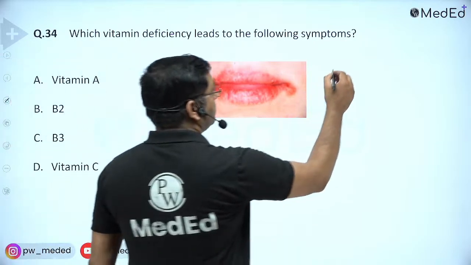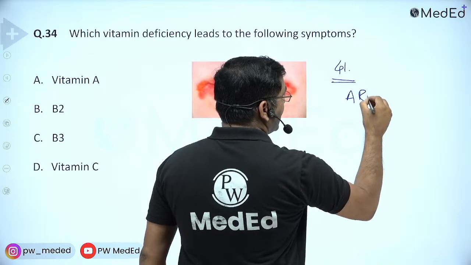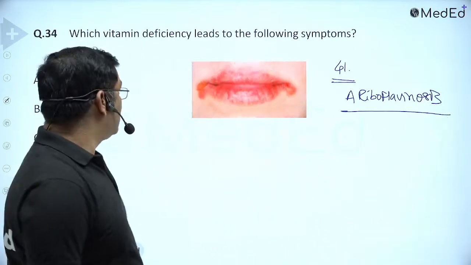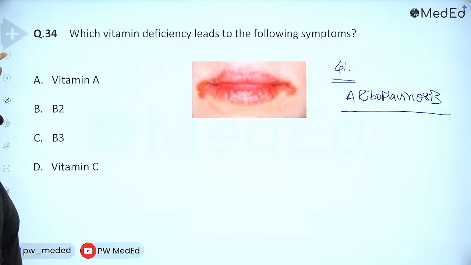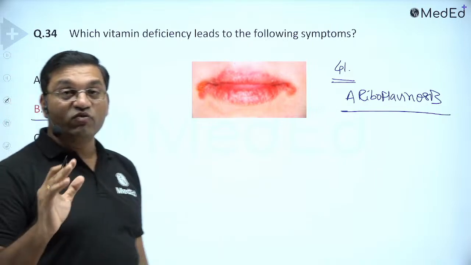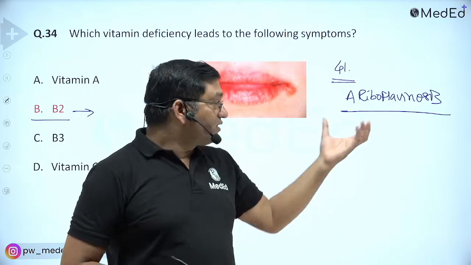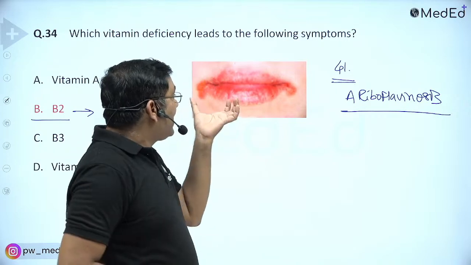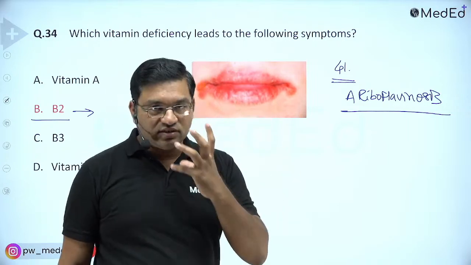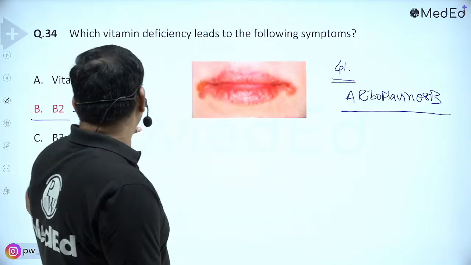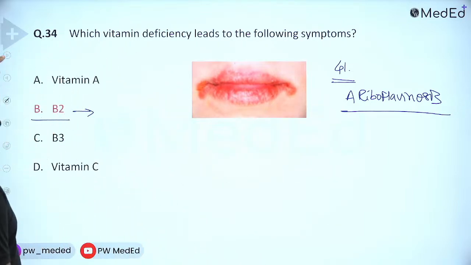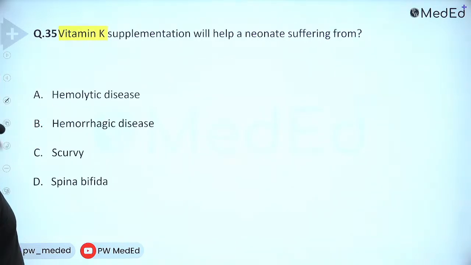Now 41, ariboflavinosis. It is due to vitamin B2, not B12, deficiency. Riboflavin deficiency, if it occurs, causes angular stomatitis, glossitis, cheilosis, seborrheic dermatitis, and conjunctivitis-like features. Circumoral features are there. So this is due to vitamin B2 deficiency, riboflavin deficiency, known as ariboflavinosis. Okay, FAD. So this is 41.